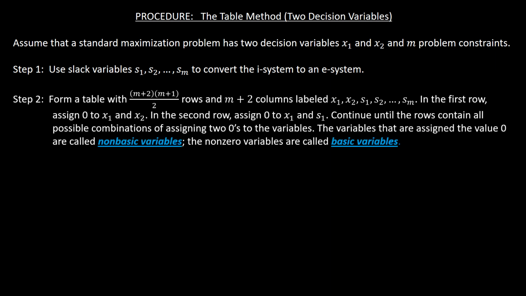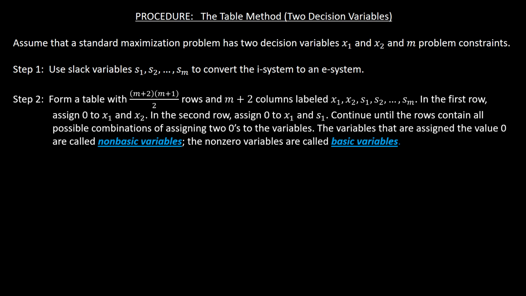Step 2 is to form a table. The number of rows is determined by the equation (m + 2)(m + 1)/2. The number of columns may be calculated by m + 2, and the columns will be labeled x1, x2, followed by the slack variables s1 through sm.